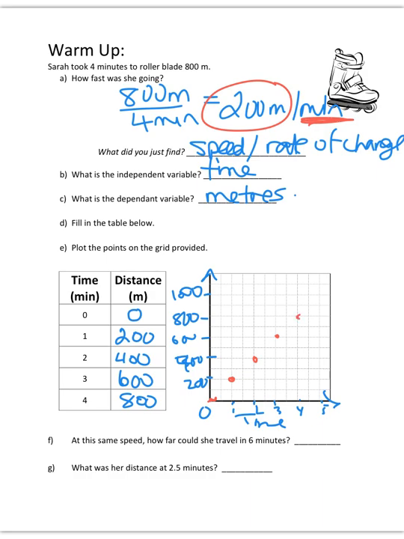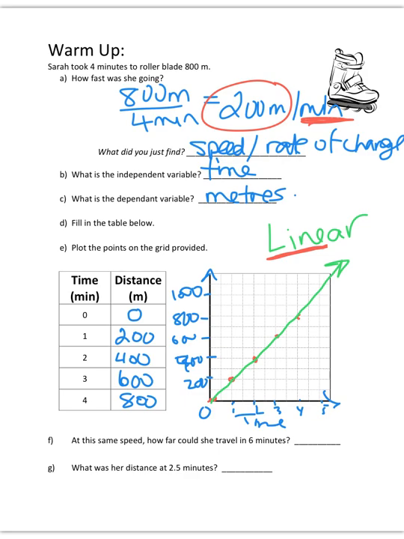We have 0, 0, we have 1 and 200, 2 and 400, 3 and 600, 4 and 800. And when I connect those dots, we get a nice straight line. Use a ruler. I can't use one on here, but use a ruler. We get a nice straight line. So we know when it's a straight line, it's going to be linear. So that's a good word to know. The word line is right in the word linear. We know it makes a straight line.